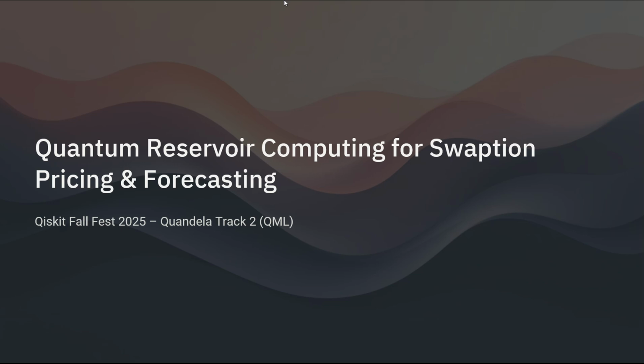Our project is called Quantum Reservoir Computing for Swaption Pricing and Forecasting. I'm participating in Track 2 of the Quantum Machine Learning challenge of Qiskit Fest in collaboration with Quandela. In this talk, I will show you how we apply a hybrid quantum model to predict swaption prices and how our quantum approach improves over a classical baseline. I'm Virat, and I'm the only one in the team. So, let's get started.